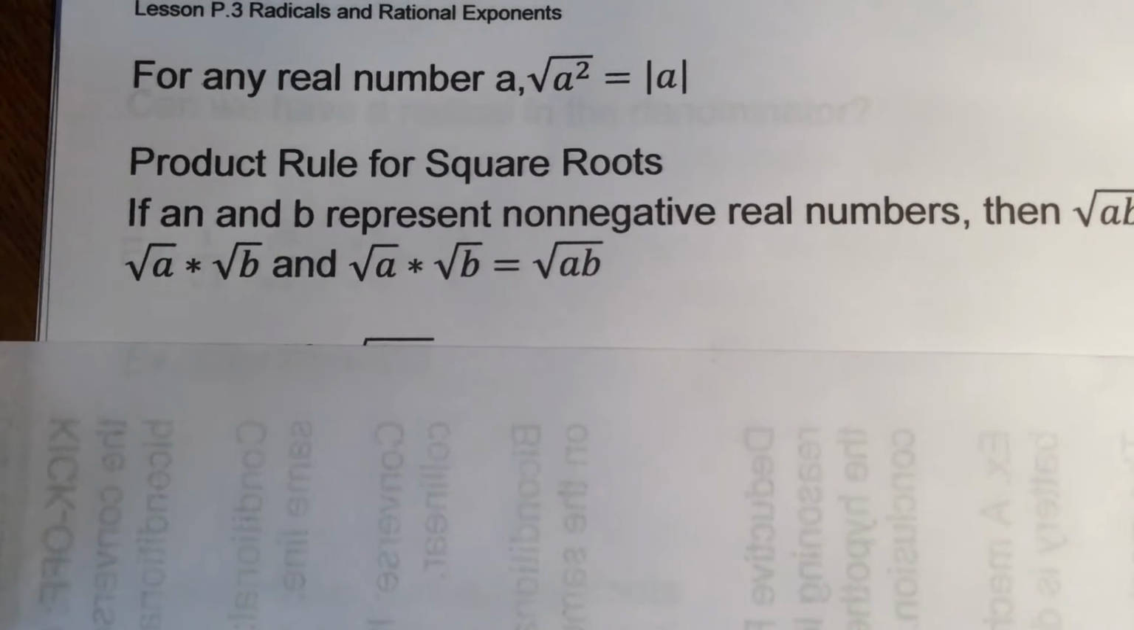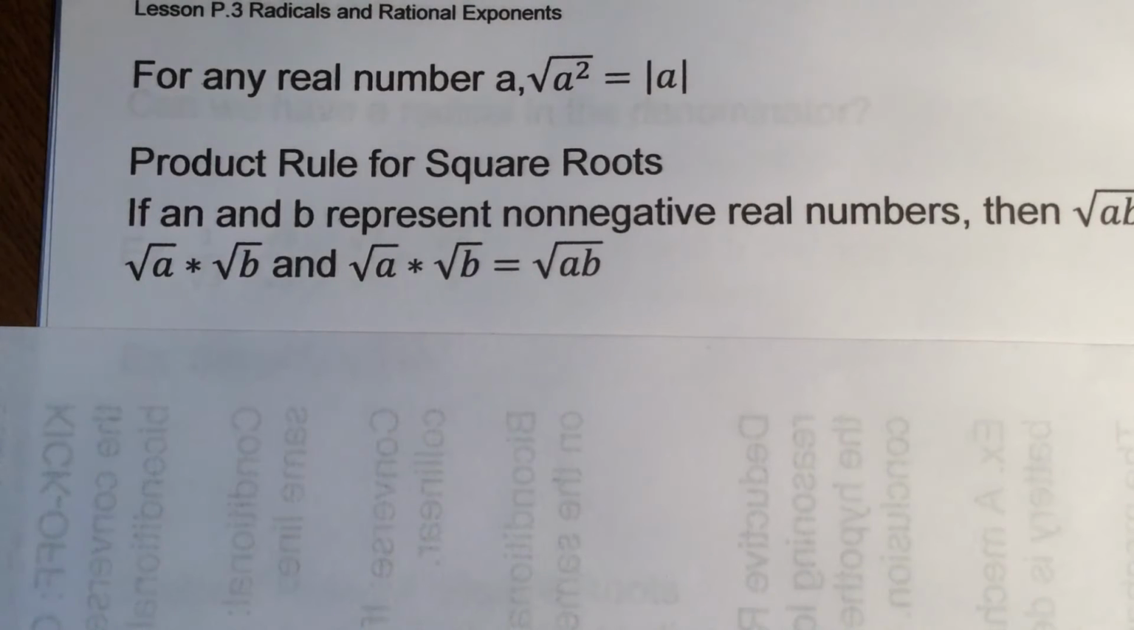Now, if we have a number squared under there and then the square root, then it will always be the absolute value. So it will always be positive, because that squaring makes it positive, and then the root kind of cancels it back out.